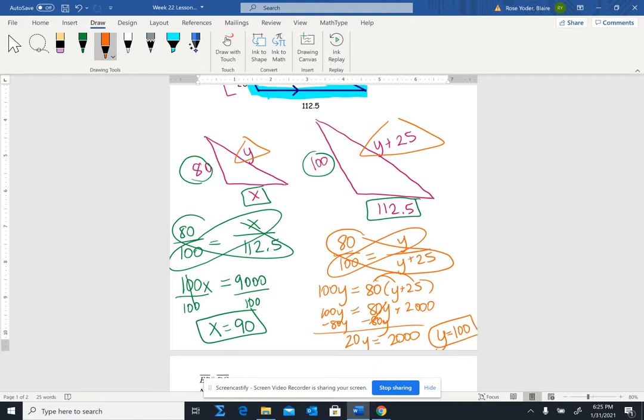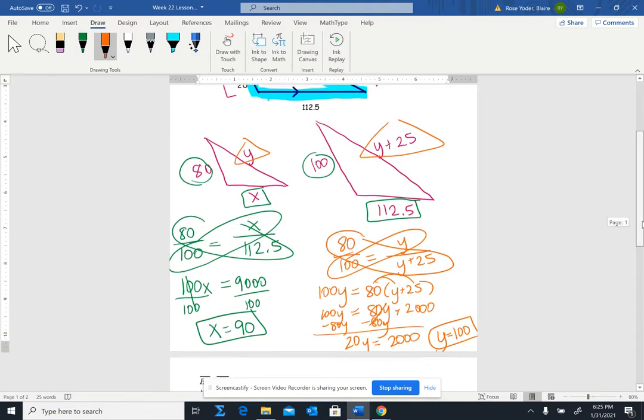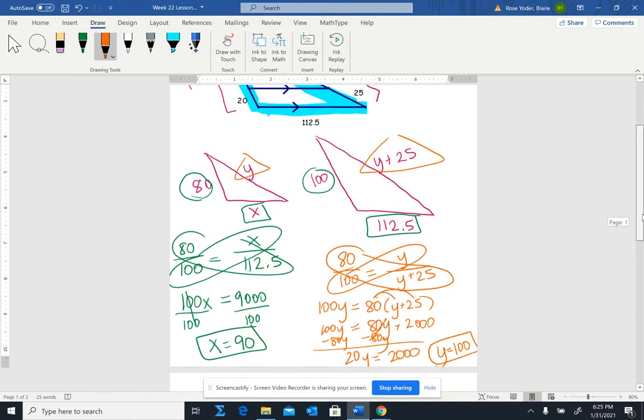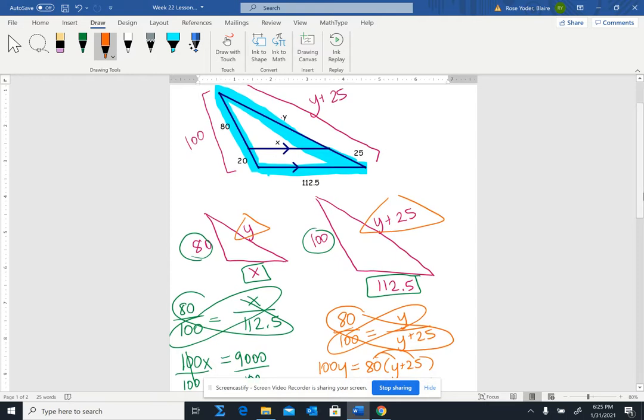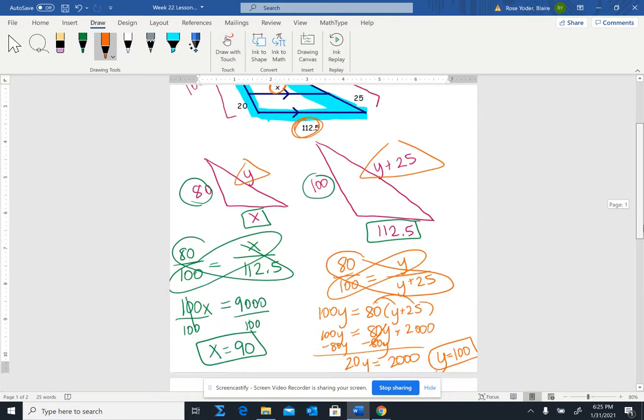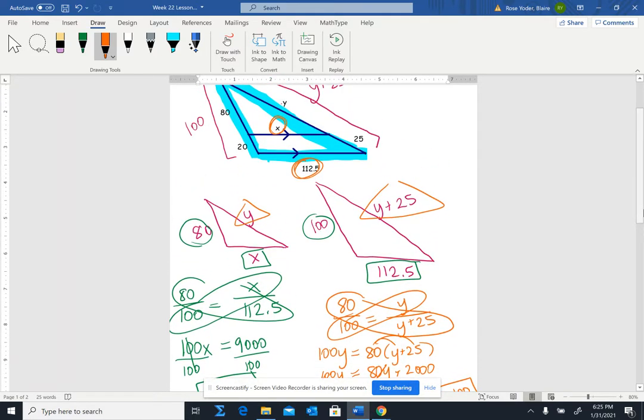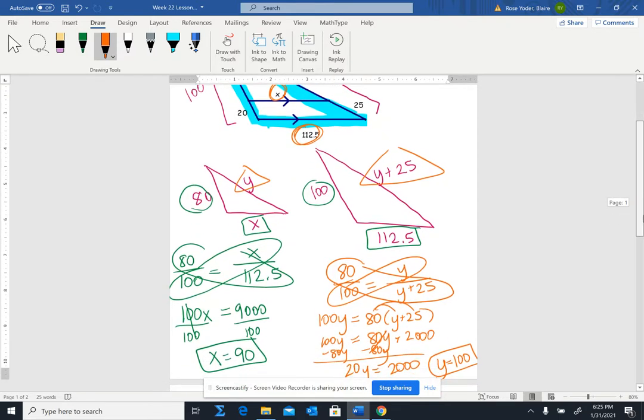Last thing I do is I just make sure that those measurements make sense, because if I accidentally did something upside down in my proportion, I'll get answers that don't make sense. So I look back: x was 90, and it needed to be smaller than 112.5. If I had gotten something bigger than 112.5, that wouldn't have made sense. And then also the y that I got should be bigger than 25, which it is. So that checks out with the picture. I always go back and double check and make sure that my answers make sense.